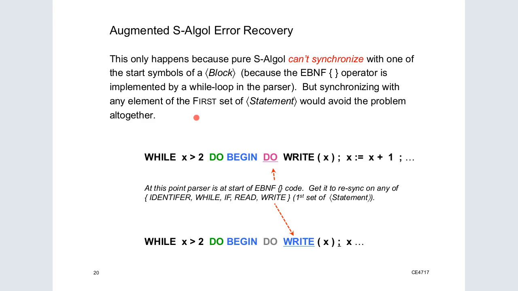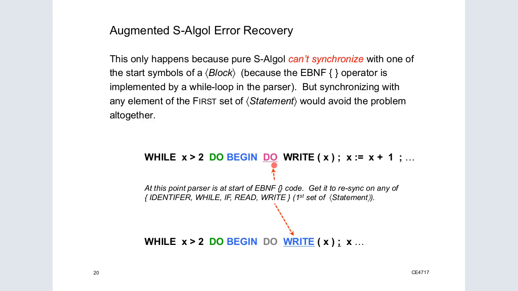So how could you fix that? Well, this only happens in this case because pure SALGOL can't synchronize with one of the things that starts a block, because the EBNF operator is implemented by a while loop, and the while loop doesn't see anything that looks like the first set of statement when you have an error condition here. Okay, so if you look down what's happening here, at this point, the parse is at the start of the EBNF repetition operator, and what it sees in the input is a do, and it says, okay, that's not an identifier, while, if, read, or write, so it skips the while loop.